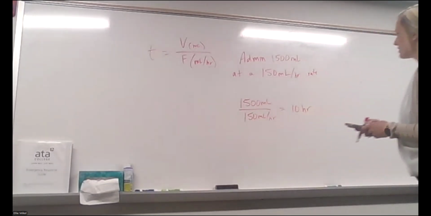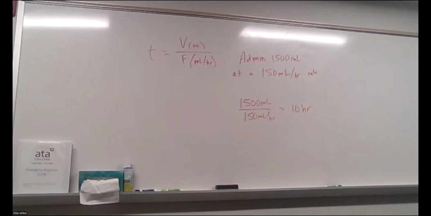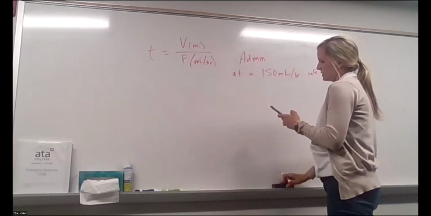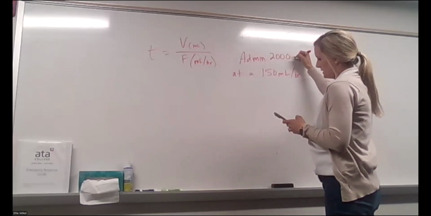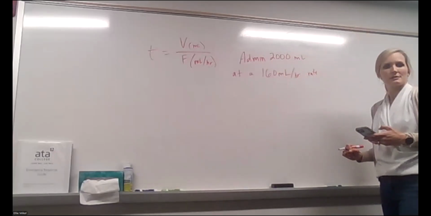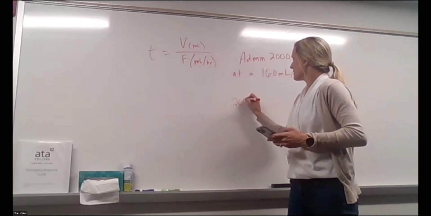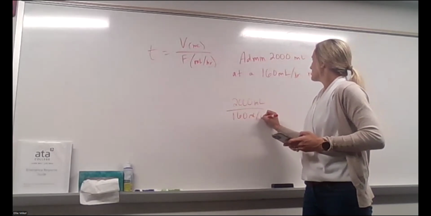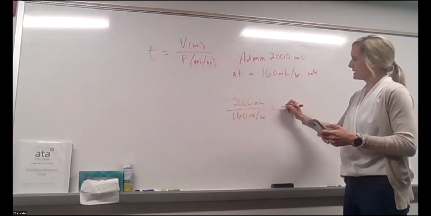And then be prepared to see one that's going to work out this way. Let's say we were told to administer 2,000 milliliters at a 160 milliliter per hour rate. Same exact thing, guys. We're just going to take the total volume divided by the flow rate. And you'll see here, when you get that answer, you end up with 12.5.